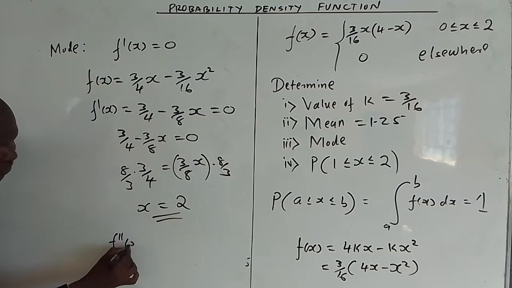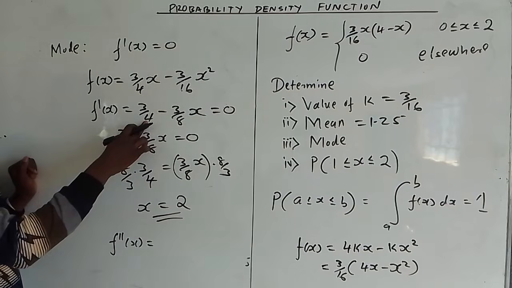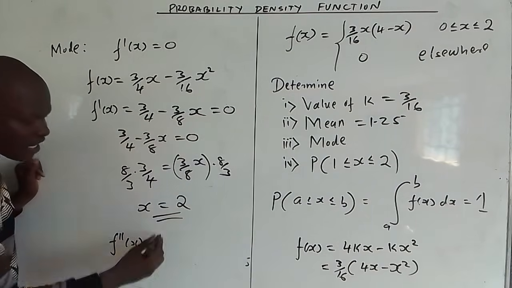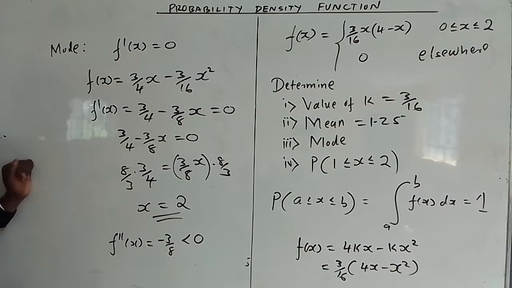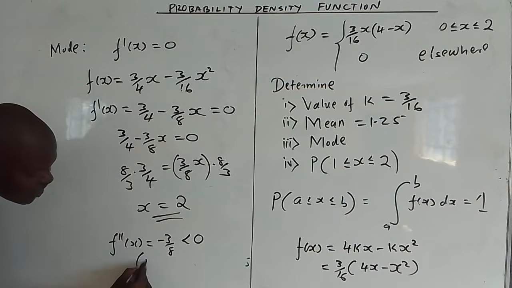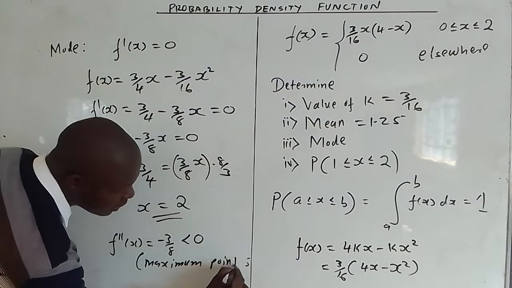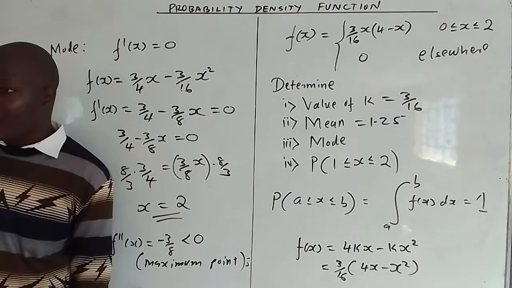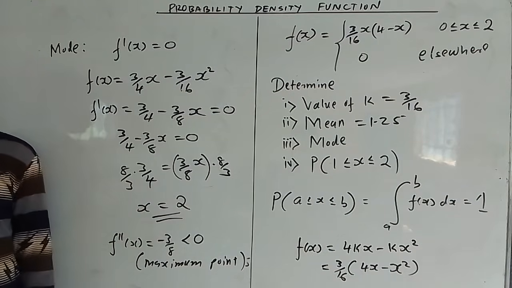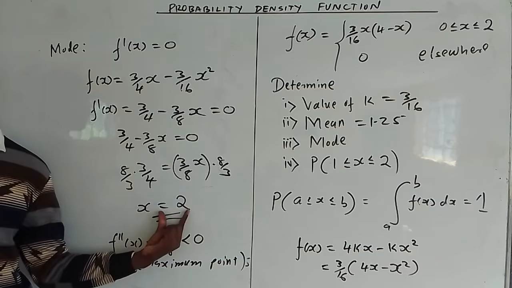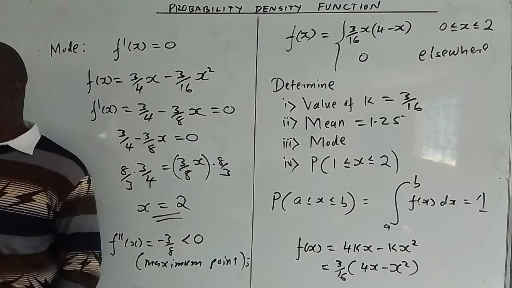If you differentiate this for the second time, what do you get? If you differentiate this, you get 0. If you differentiate this for the second time, you get negative 3 over 8, which is less than 0. If the second derivative is less than 0, that is a maximum point. That is a maximum point in turning point, isn't it? The second derivative, because this is univariate, not two variables, isn't it? So the maximum value x is equal to 2 gives you the mode.